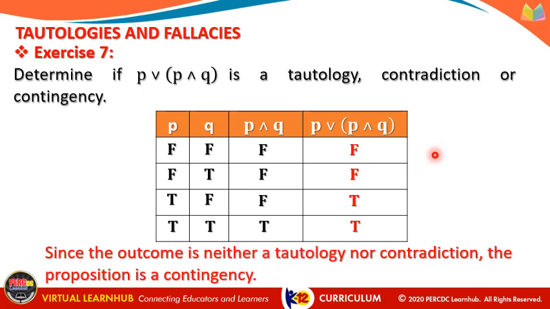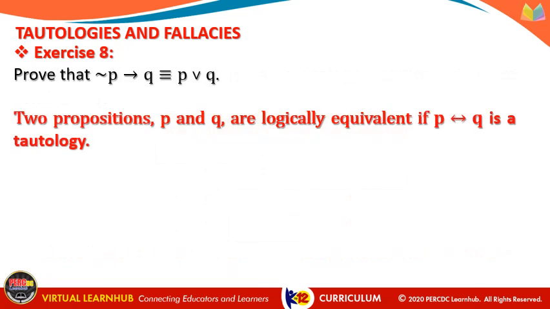In short, if the truth values are combinations of false and true, not purely false and not purely true, then what we have is a contingency. All right, I hope everything is clear so far. Let's now go to our last exercise.